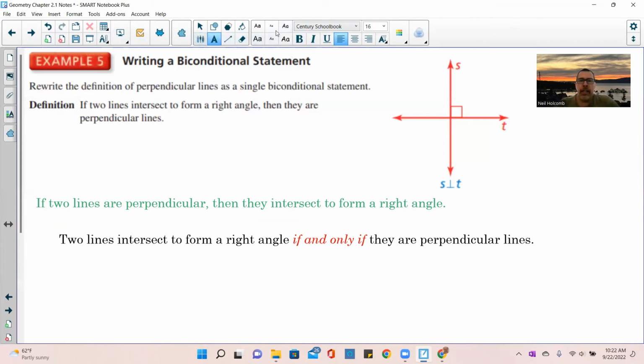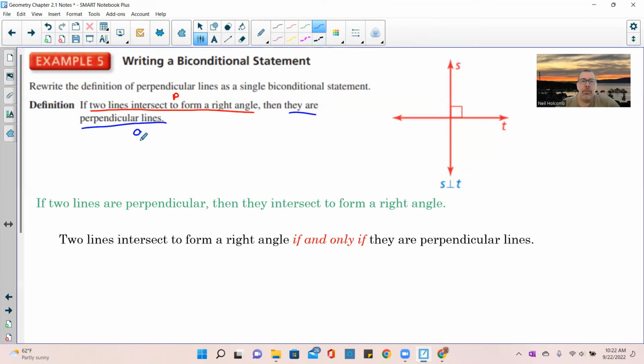Well, let's take a look at it using symbols. So if two lines, the hypothesis is after the word if. That's my P. The conclusion is after the word then. That's my Q. Now I'm going to say P if and only if Q. And that's how that would be written using symbols.